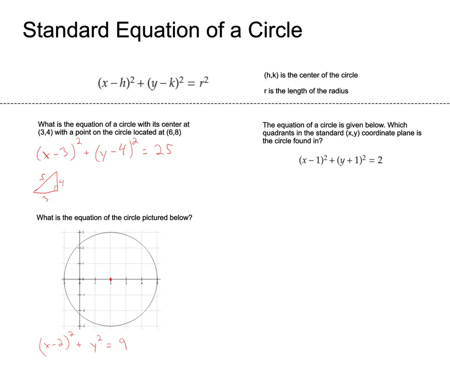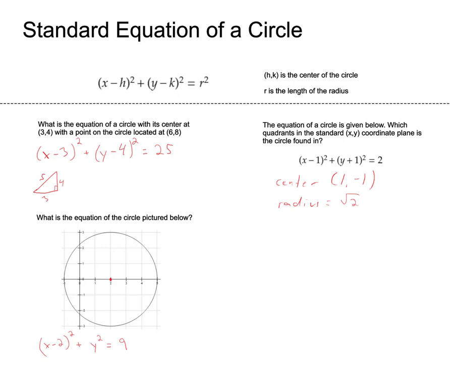The equation of a circle is given below. Which quadrant in the standard xy coordinate plane is the circle found in? (x minus 1) squared plus (y plus 1) squared equals 2. So what do we know? The center is at point (1, negative 1). The radius is equal to the square root of 2.